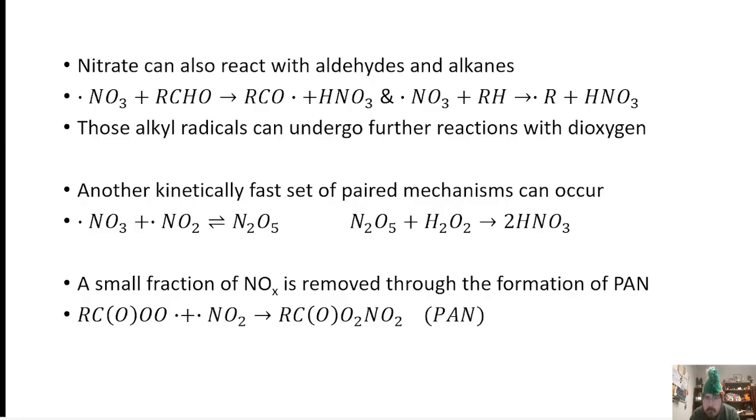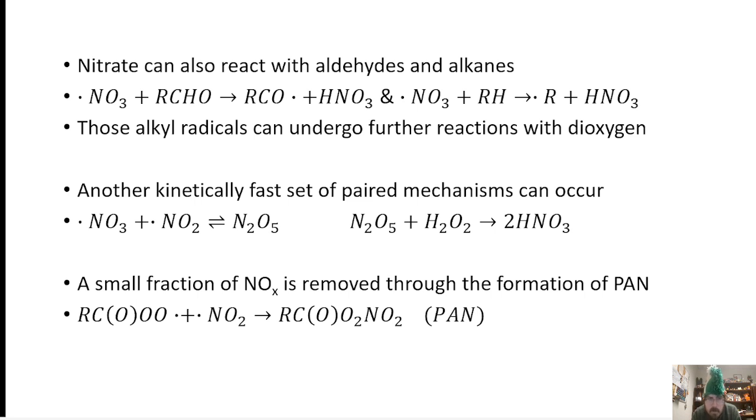Now another kinetically fast set of paired reactions can occur. If nitrate bumps into NO2, it can also form N2O5 instead of cleaving off oxygen. And if the N2O5 mixes in with some hydrogen peroxide, it can form nitric acid. So we have some hydrogen peroxide as a byproduct of some of these reactions. We have these peroxy radicals.